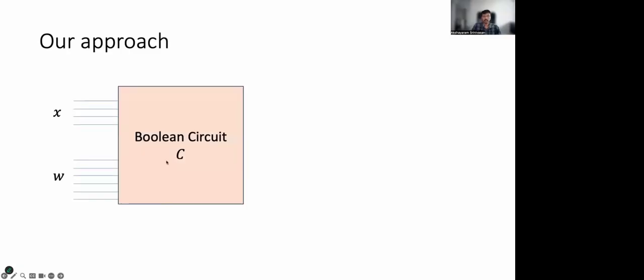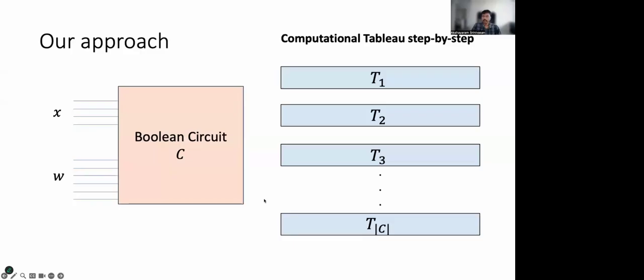Okay, so in the remaining time, I would give you a high-level overview of our approach. So the prover on input instance, which consists of C, X and the witness W, first generates the computational tableau in a step-by-step manner. So let T1 be the snapshot of the computational tableau after evaluating the first gate in the circuit. Similarly, T2 is the snapshot of the computational tableau after evaluating the first 2 gates and so on. So T subscript C is the entire computational tableau.